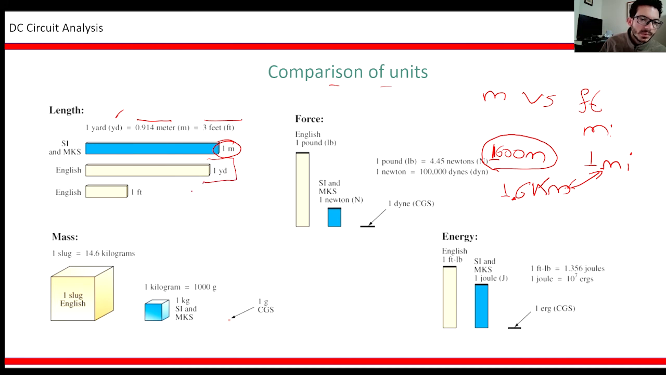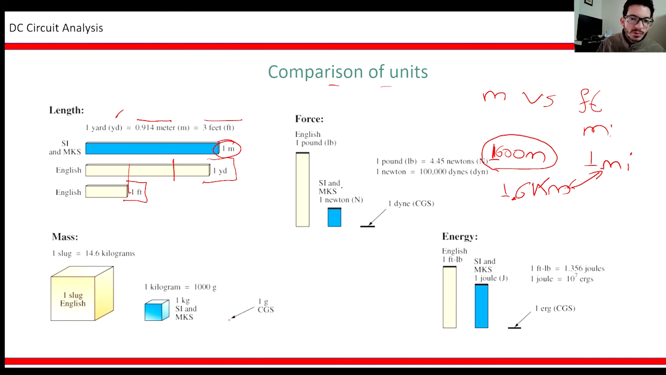Okay? And of course, 1 yard and 1 meter are more than 1 feet because we said that 3 feet are 1 yard. Right? So this makes sense. 1/3 of a yard is a foot. That makes sense. Now, force in the English or British system of units is pounds, English pound.